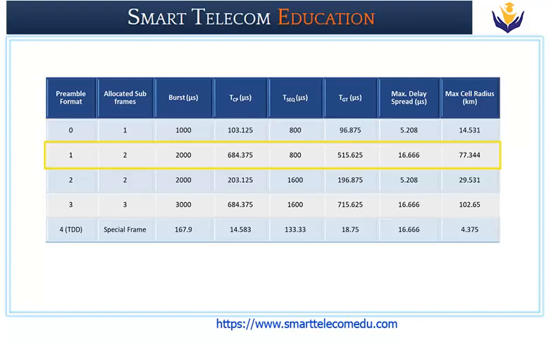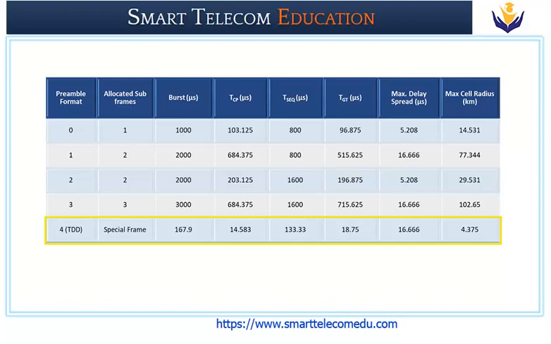Format 1, 2 milliseconds random access burst with 800 microseconds preamble sequence, for large cells, up to 77 kilometers, without a link budget problem. Format 2, 2 milliseconds random access burst with 1600 microseconds preamble sequence, for medium cells, up to 29 kilometers, supporting low data rates. Format 3, 3 milliseconds random access burst with 1600 microseconds preamble sequence, for very large cells, up to 100 kilometers.